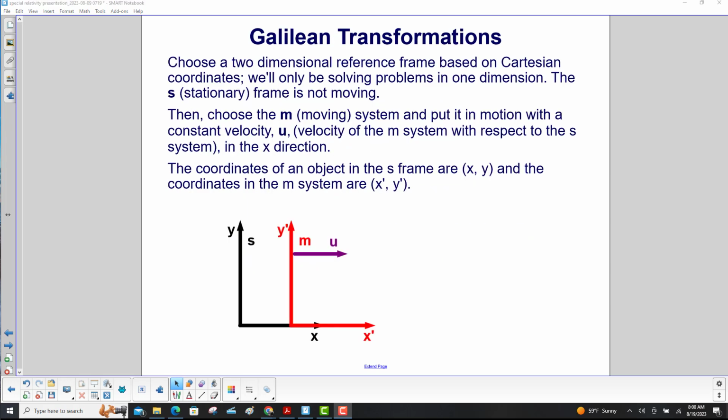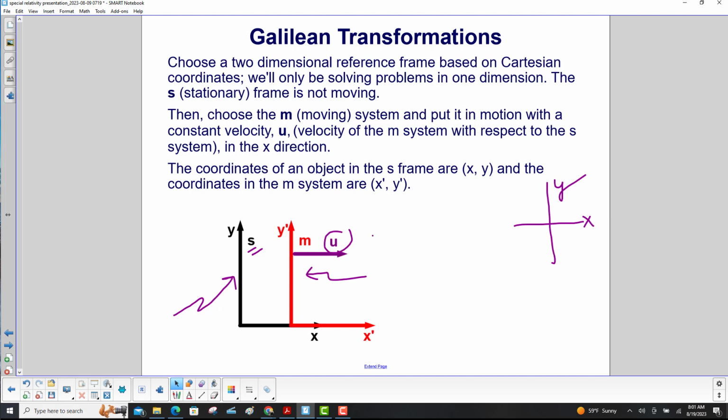Let's start by choosing a two-dimensional reference frame based on Cartesian coordinates. That's the old XY stuff that hopefully you're familiar with. We'll only be solving problems in one dimension though. The stationary frame, over here in black and marked with an S, is not moving. Then choose the M, a moving system, that's in red, over here, and put it in motion with a constant velocity, and we'll call that velocity u, and that is the velocity of the M system with respect to the S system in the x direction.